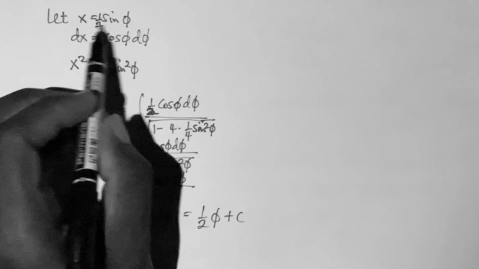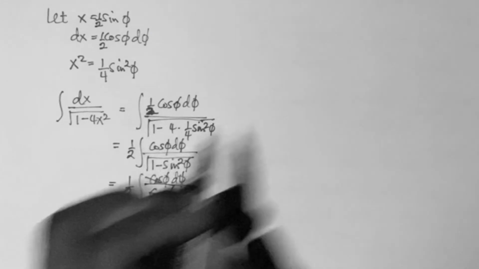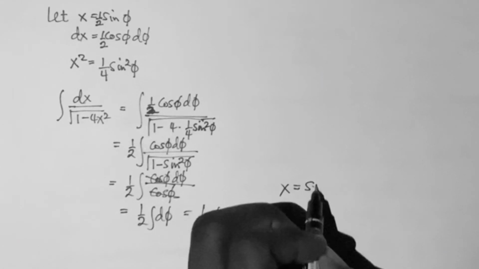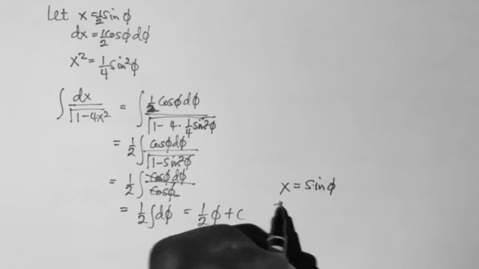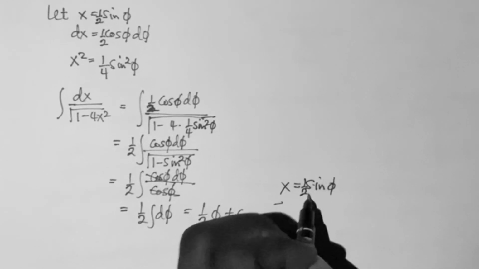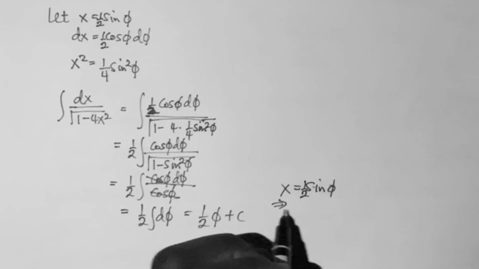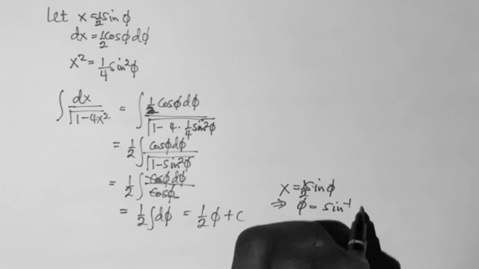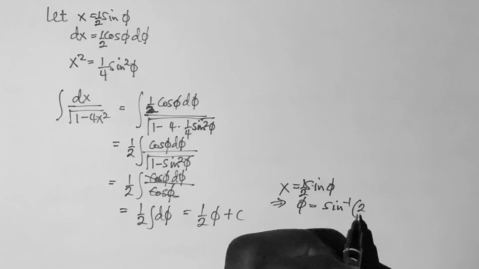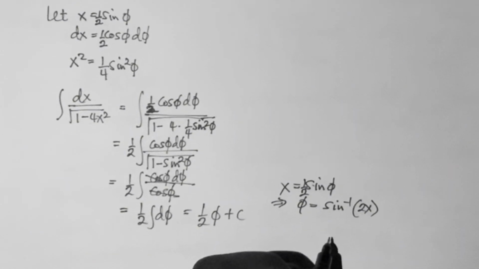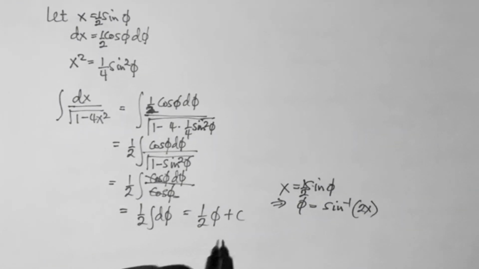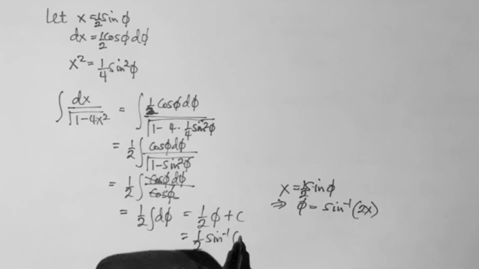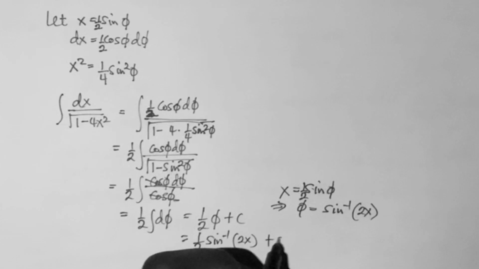Nonetheless, we said that x is equal to half sine phi, so it implies that phi is equal to sine inverse of 2x, and therefore this is equal to half of sine inverse of 2x plus c.